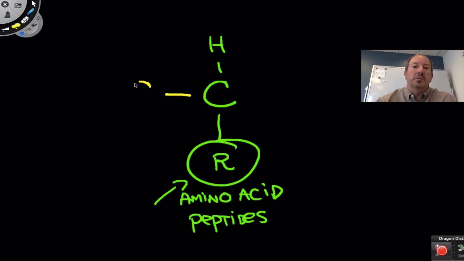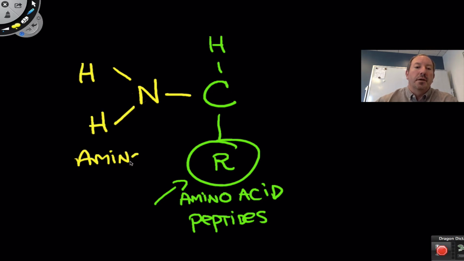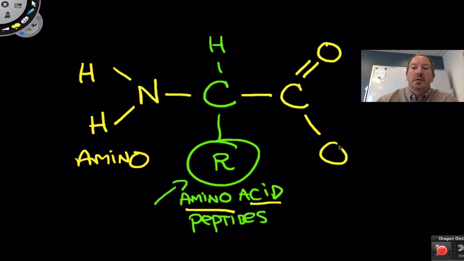So let's go with this. Let's go amino. Let's put the amino over here. If you recall, an amino would be a nitrogen with two hydrogens like that. So there's the amino part, the functional group right there. And then over here is what's considered to be the acid, which is a C double bond oxygen OH. So that's the carboxylic acid.